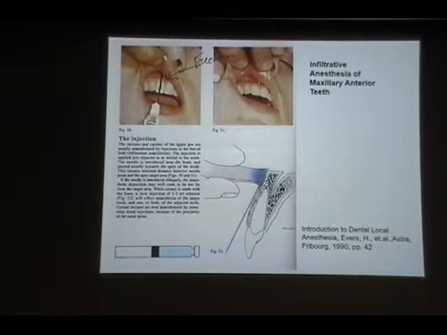So here, this is a maxillary anterior dentition. This is anterior superior alveolar branches. You can see that the operator has injected essentially a half a carpule into that area, over that area about the length of the root. What's the length of a maxillary central incisor root? 10 millimeters, 12 millimeters maybe?